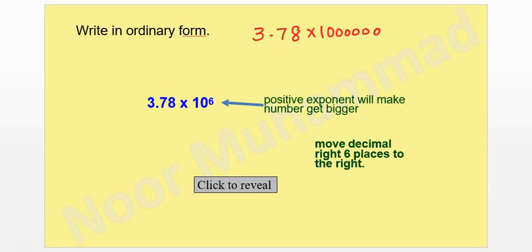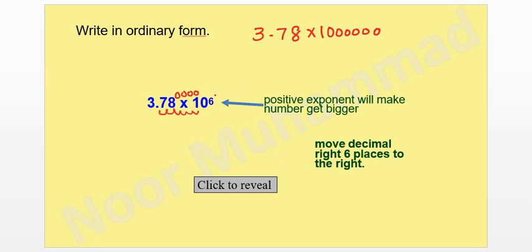So when you move this decimal 6 places to the right, let me show you. Right now I have only 2 places, right? So how many extra zeros do I need to put over here? 1, 2, 3, 4 extra zeros to make this one 6 places, right? So what will the answer become?